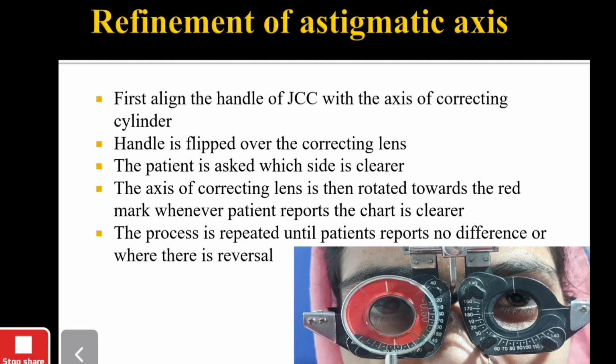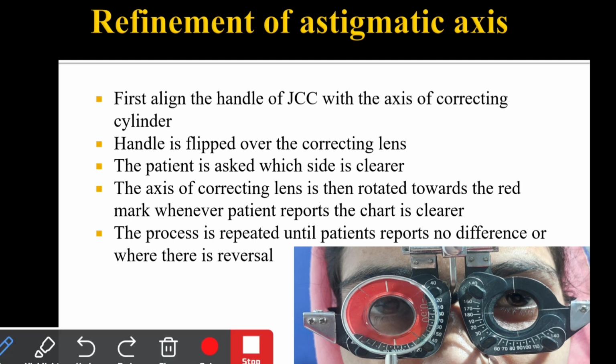So how does the JCC work? Let's see. First we have to define the axis of a cylinder lens, because with the wrong axis we cannot define the power, but with the wrong power we can define the axis. So we can define the axis by placing the axis of JCC halfway between the axes of the correcting cylinder at an angle of 45 degrees, and this is easier to do when you align the handle of the JCC with the axis of the correcting cylinder, and then the handle is flipped over the correcting lens so that the aforementioned orientation is kept.